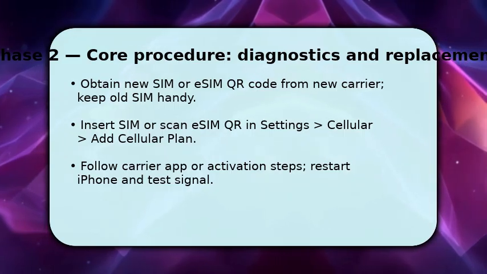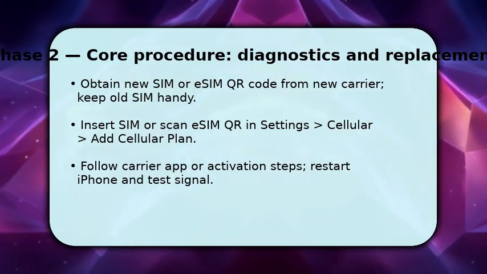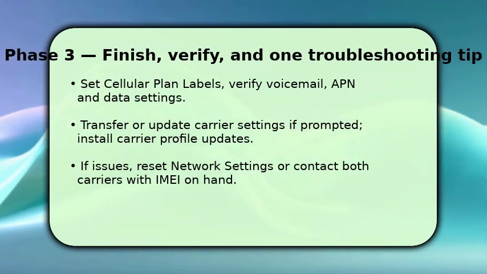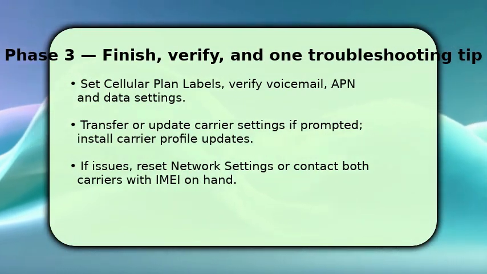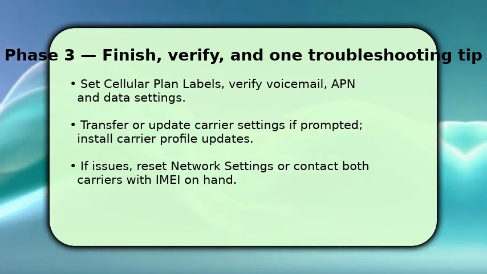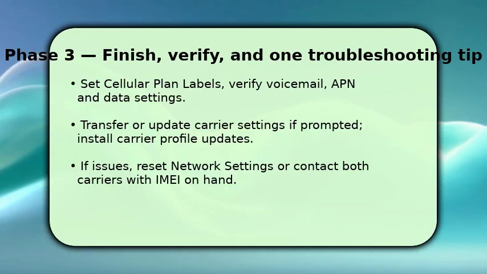Make sure to check signal bars, and you finish by confirming settings. Label the cellular plan, verify voicemail, and check APN and data settings for proper tethering or MMS. Make sure any carrier settings updates are installed. If the phone prompts, accept the profile.